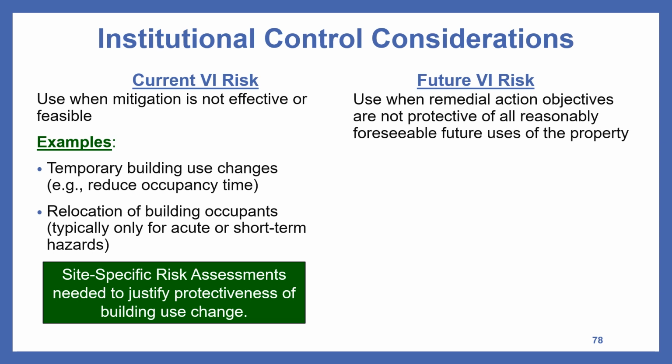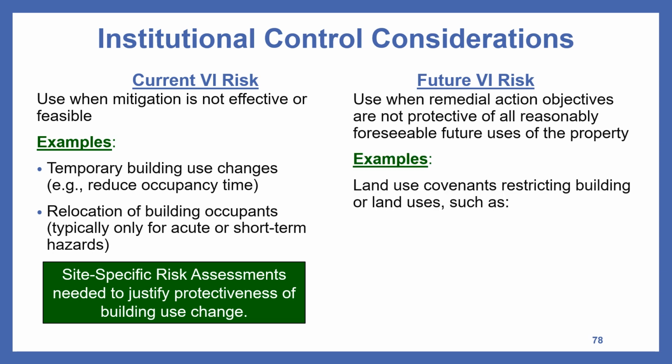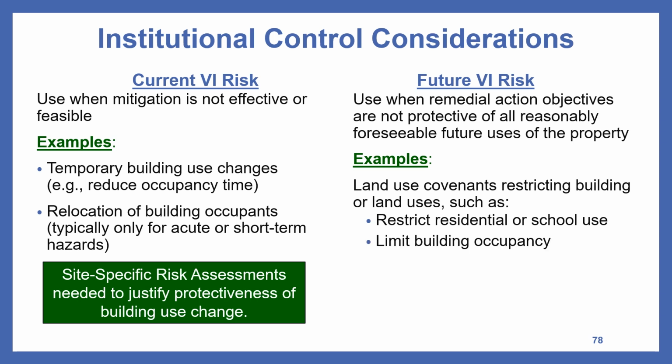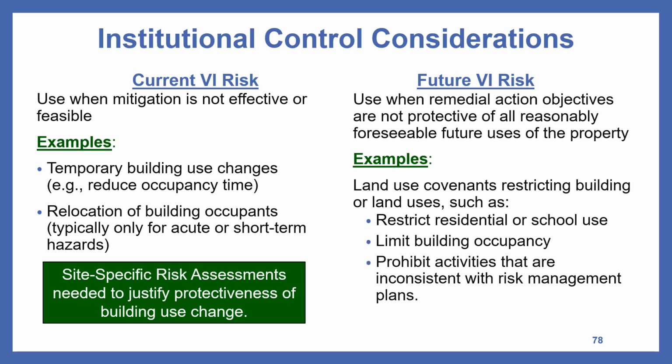And some examples for future VI risk: so we can use land use covenants restricting building or land uses. So for example, we can restrict residential or school use at the property. We can limit building occupancy or potentially prohibit activities that are inconsistent with a site-specific risk management plan for the site.